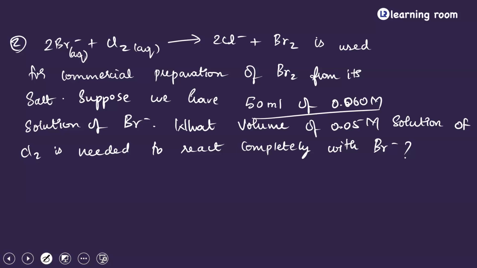இல்ல மேம், இப்போ 2Br... இதுதான் கெமிக்கல் ரியாக்ஷன். I'll tell you. I want someone else to explain. Please explain. First, someone explain the question. We are given the equation 2Br minus plus Cl2 equals 2Br.